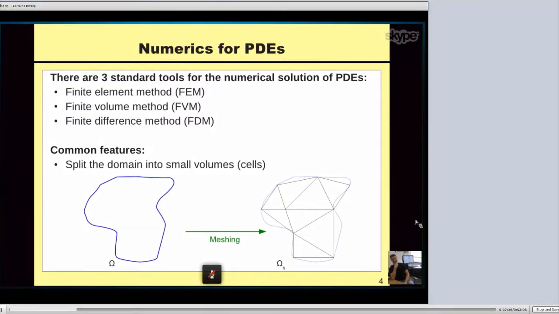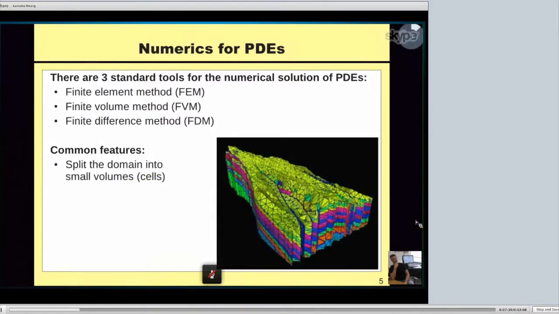Namely, you have some sort of volume that you want to solve the PDE in. And so the first step would always be that you replace this volume by a mesh, say a finite element mesh or a finite volume mesh. So on the right, you see a prototypical example of such a mesh. Of course, in reality, these meshes are often much, much more complicated. So here's a mesh that was created, for example, to simulate Yucca Mountain, the proposed nuclear waste repository site. So these meshes are often very complicated, have tens of thousands, hundreds of thousands, sometimes hundreds of millions of cells.